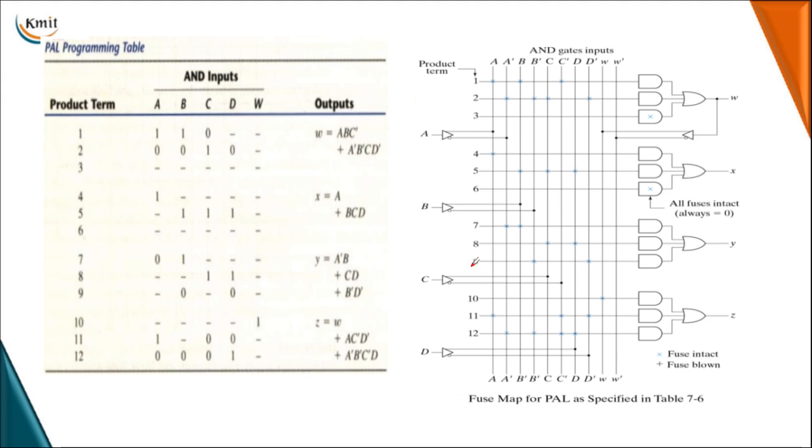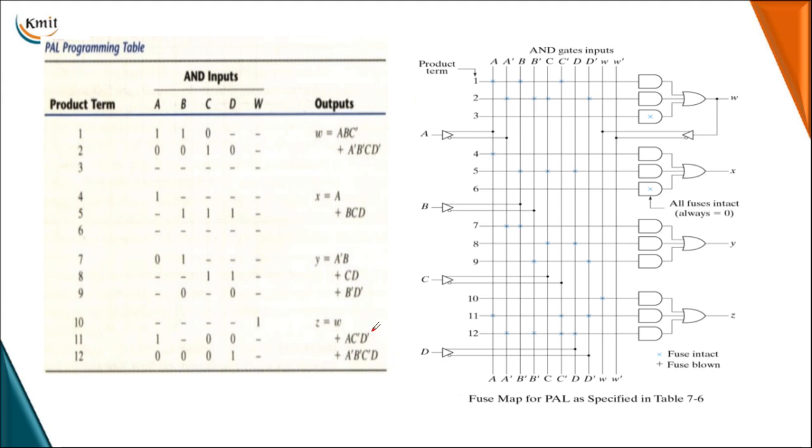Next, that third OR gate also has inputs from three AND gates. So outputs of your three AND gates are connected as inputs to the OR gate. Whereas here there are three product terms, so all three AND terms are used. Here Z is equal to W plus AC bar D bar plus A bar B C bar D.